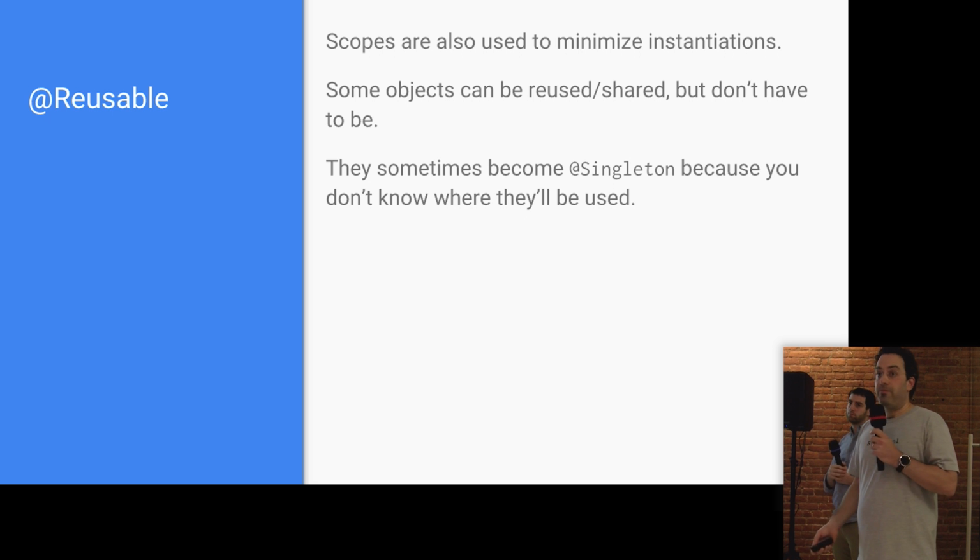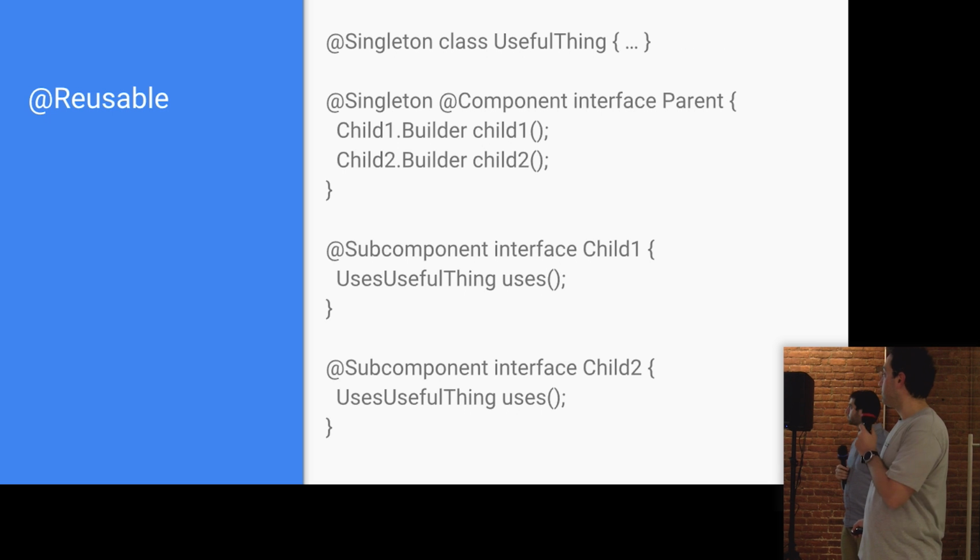But the problem with that is that now you are paying the cost of that binding and all of the bindings that it itself injects. Everything it depends on has to move into the singleton component. And you pay the cost of initializing that singleton, even if it is never used in the singleton. So we introduced a new scope called reusable. I'm going to show you an example.